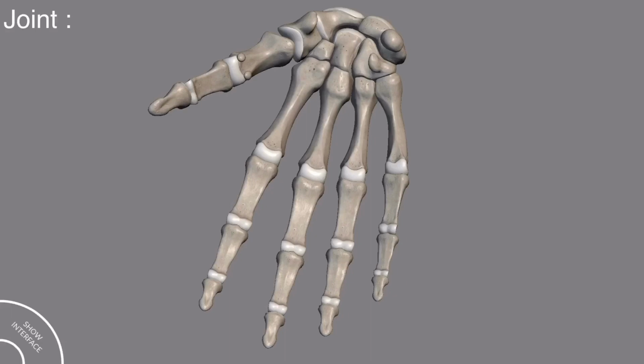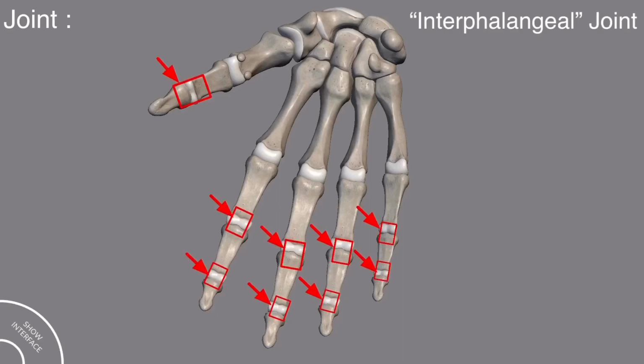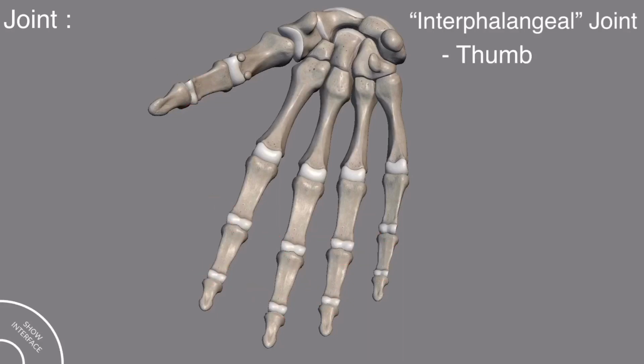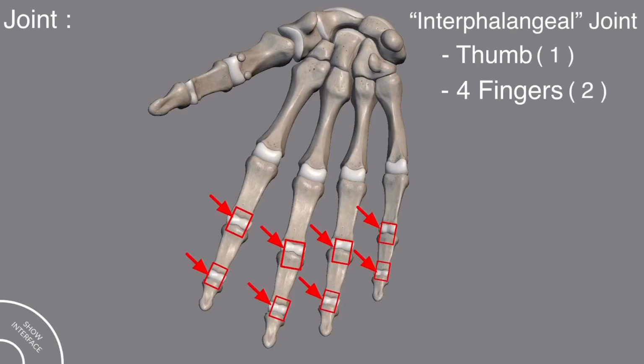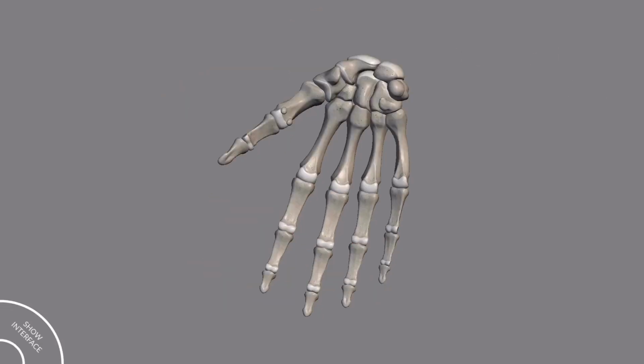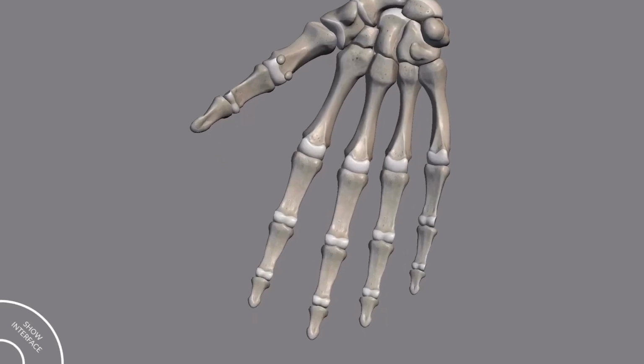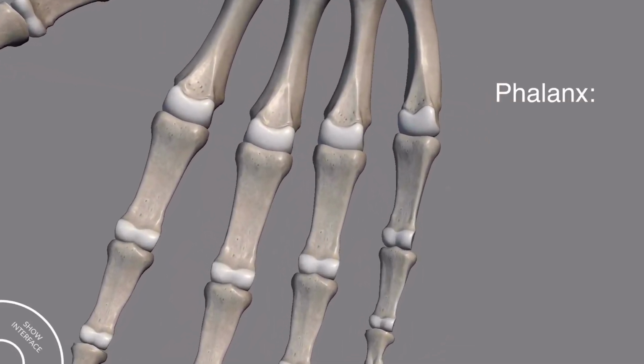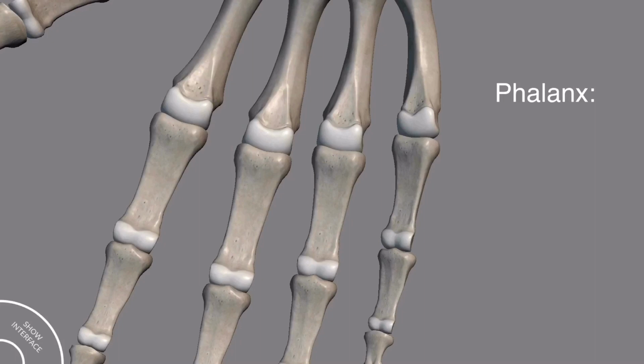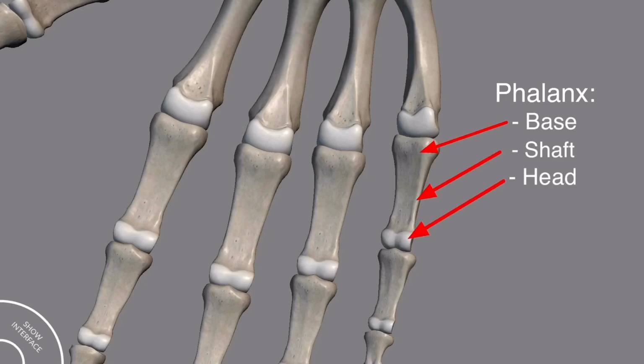The joint that is present between the phalanx bones is called the interphalangeal joint. The thumb has one interphalangeal joint, while the rest of the fingers have 2 interphalangeal joints. Just like the metacarpals, if we look at one of the phalanx bones as a representative, then this is the base, this is the shaft, and this is the head of the phalanx bone.